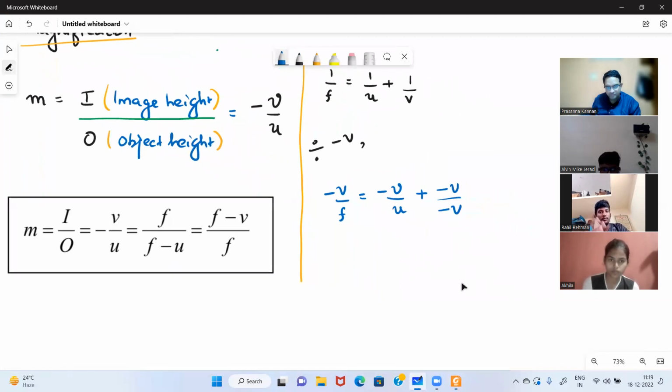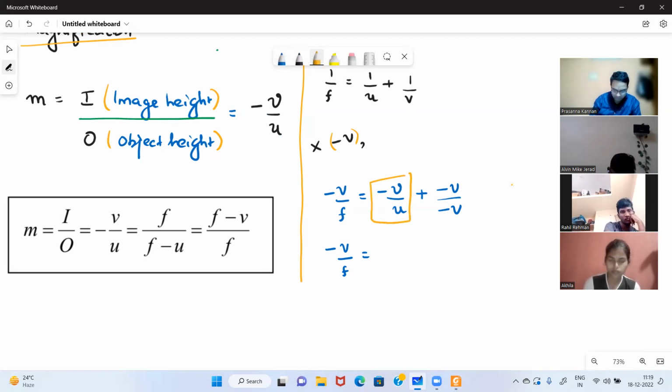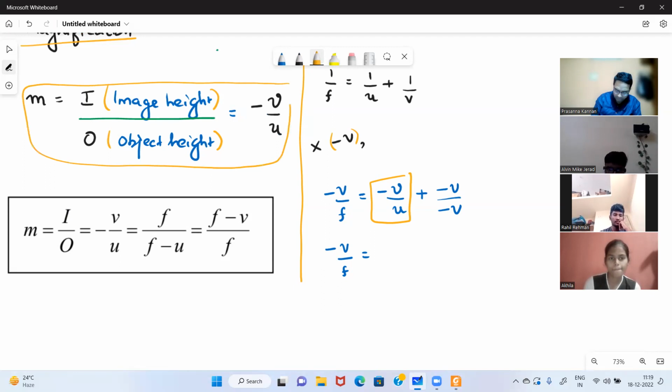Understood? Divide or multiply, sir? Multiplying here. I'm sorry, multiplying. Multiply by minus v. So what will we get? Minus v by f is equal to, what is v times minus v by u? M. Very good. It's nothing but m. And what is v by v? Minus v by minus v, 1. Correct?